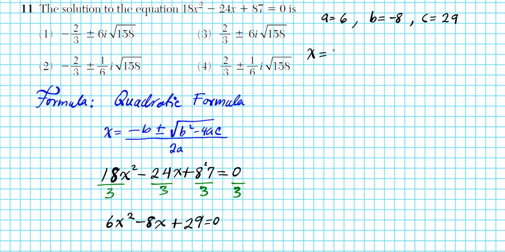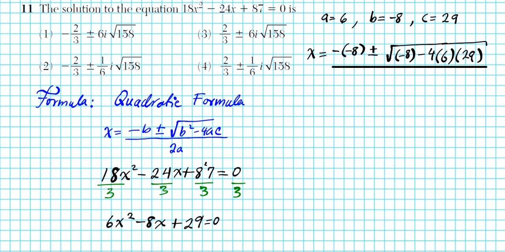So we have negative b, so we have negative parenthesis negative 8. So let's say I didn't use the parenthesis. Some students might forget that we have two negatives here and they will invert their sign. So always use parentheses anytime you're inputting a negative value. Plus or minus b squared, negative 8 squared, minus 4ac, all over 2a, which is 2 times 6.